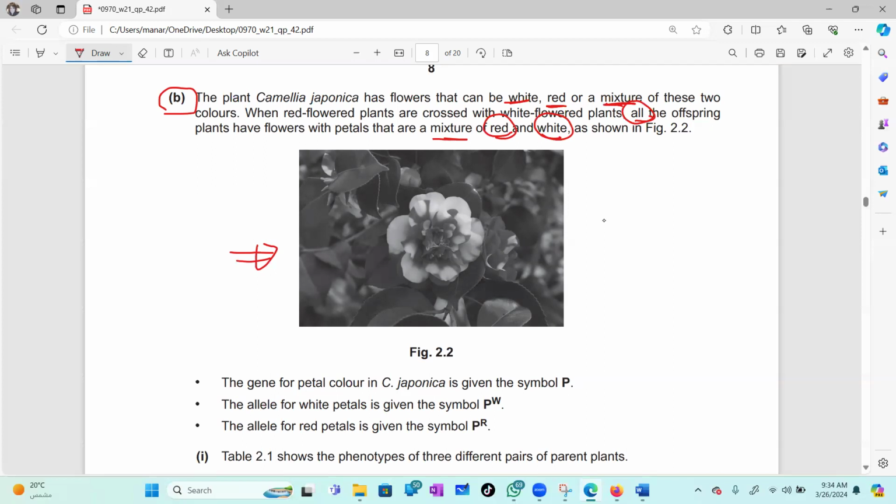Incomplete dominance? No, this is not incomplete. This is codominance. You will tell me it's incomplete if the red flower fuses with the white flower to give me a pink flower, a third phenotype altogether. But this is not a third phenotype altogether. This is both phenotypes. So this is definitely codominance.